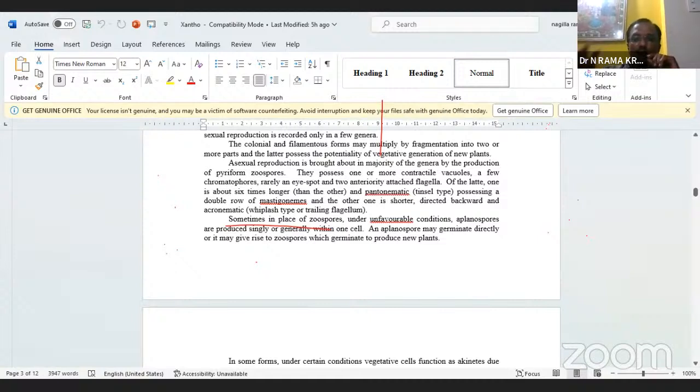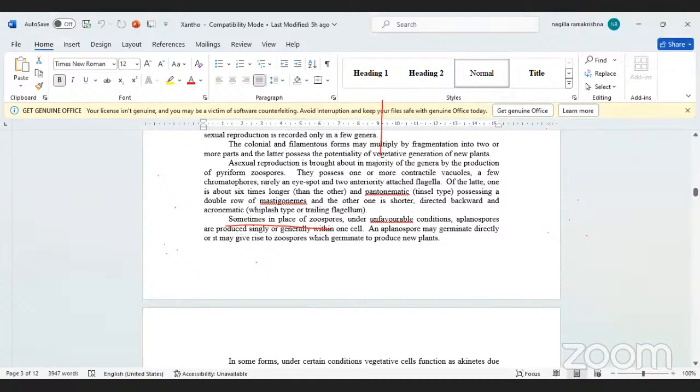Fertilization means a number of antherozoids go to the female reproductive organ, and the female accepts only one antherozoid. When it enters inside the oogonia, fertilization happens. After fertilization, this is the zygote. This zygote produces the new plant. So this is the life cycle of Vaucheria. Is it clear now?